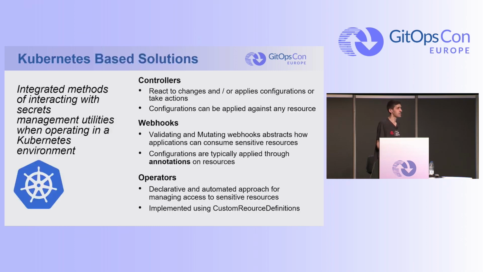Now, I mentioned Kubernetes. There are solutions purposefully built around the ecosystem of Kubernetes to integrate secrets management. One is standard controllers. Kubernetes has hundreds of controllers built in and extensions throughout the community. These are ones that manage different resources and react to resources within Kubernetes. You can go ahead and use a controller to apply configurations to values that are based on the configurations of the resources in Kubernetes. Second is webhooks.